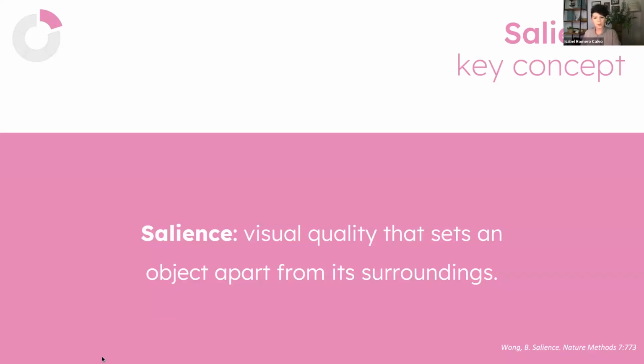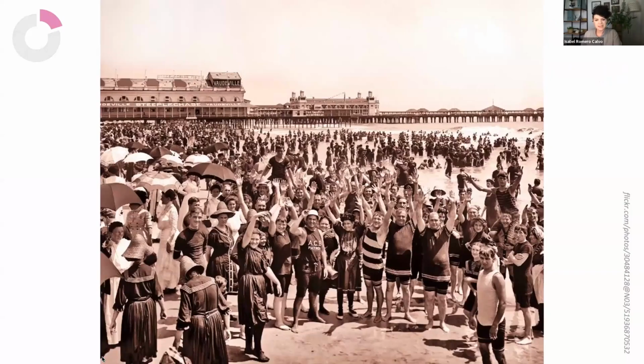Salience is a visual quality that sets an object apart from its surroundings. How do we translate this? Well, let's look at this picture. If I show you this and I ask you how many women you have in this photo, can you get the right number? Of course you can. I mean, you may have to pick up a magnifier and look into the background of it, but you could estimate the number, but it will take you a while.